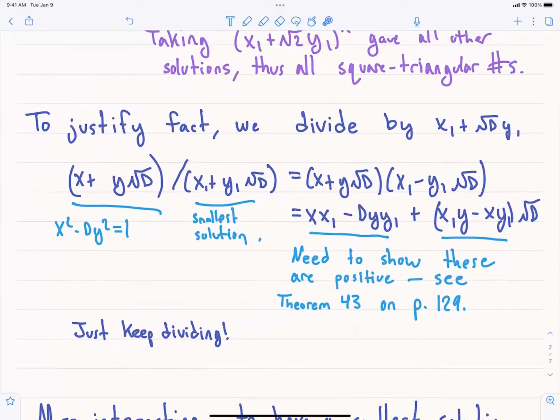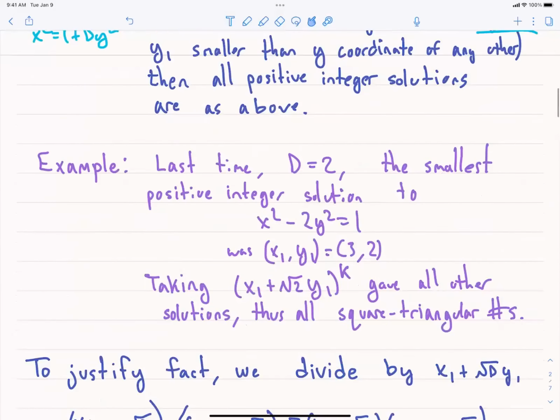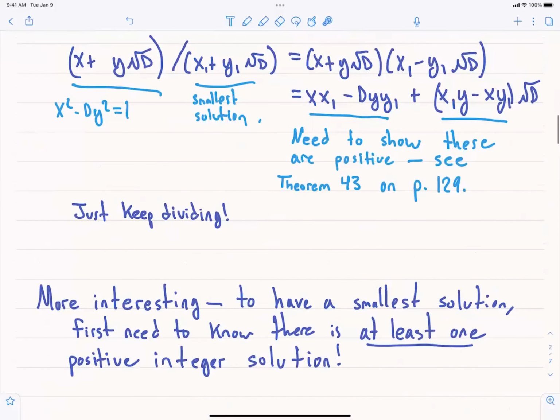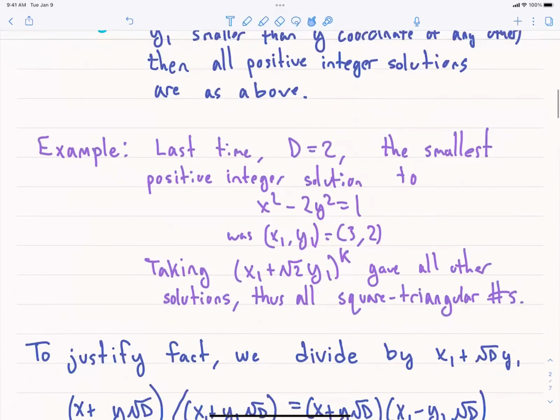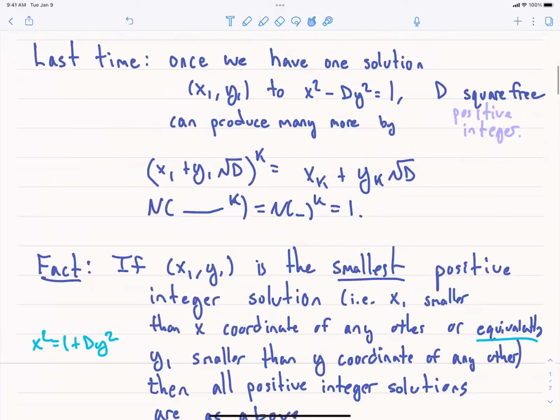129. So what I want to focus on instead today is another part of this statement, which is, well, I said once you have the smallest solution, all other solutions are given by powers. But actually, if I just write down this Pell's equation, x squared minus dy squared is equal to 1, then I don't know whether that has any solutions at all. So to talk about positive integer coefficients, I don't know that I can find x and y positive integers such that this holds.